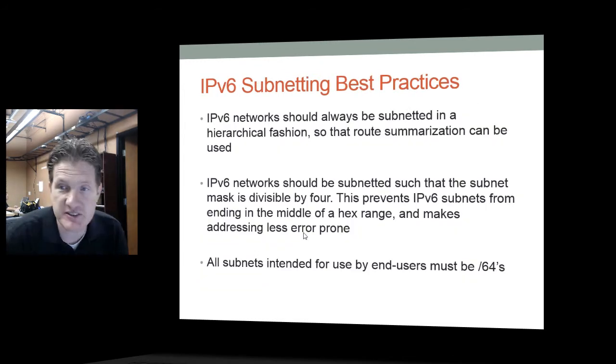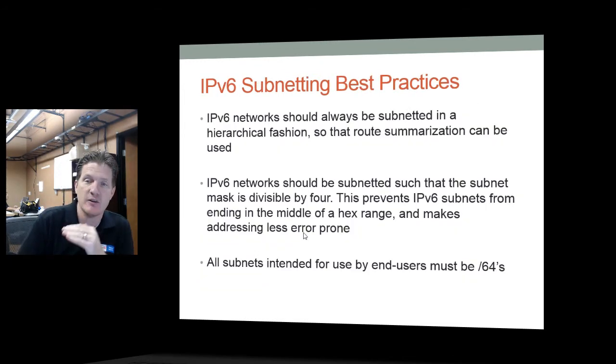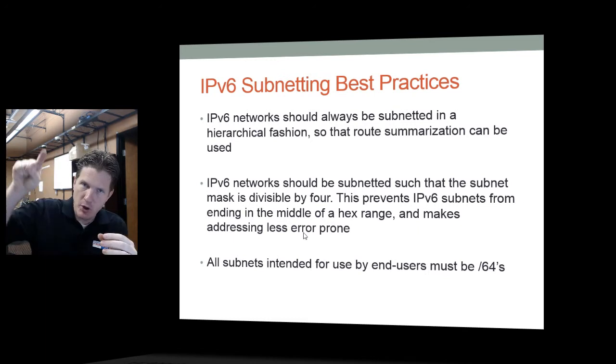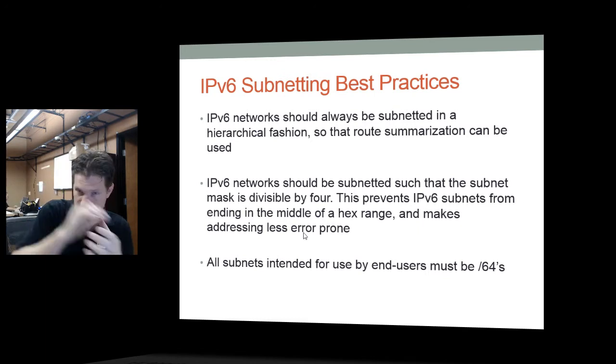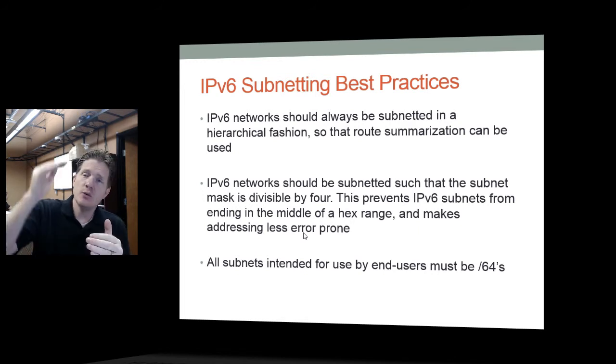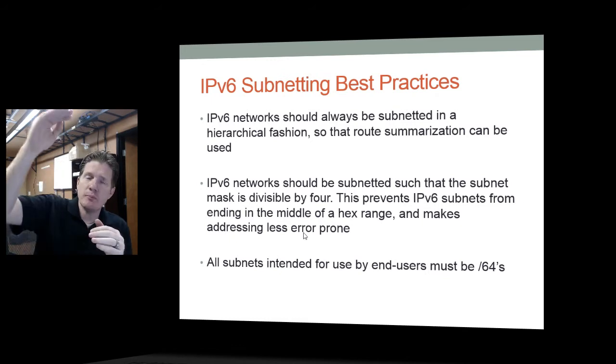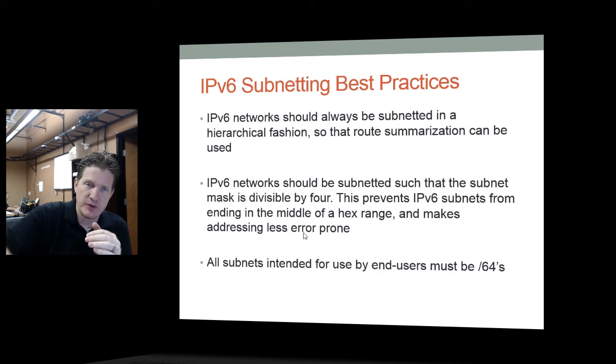IP version 6 networks should always be subnetted in a hierarchical fashion, so you want route summarization to be used. If you remember IPv4, we had a way to summarize multiple routes into one address. We do the same thing in IPv6. So make sure that when you pick an address, you use the next one and the next one. Don't jump all throughout your range if you can avoid it.